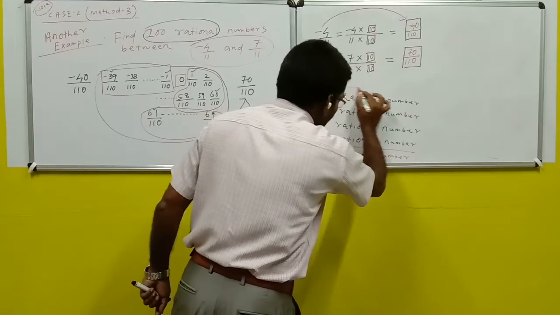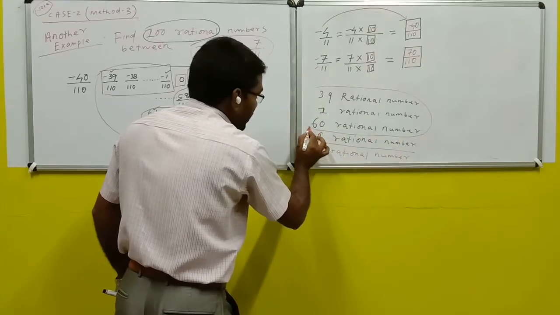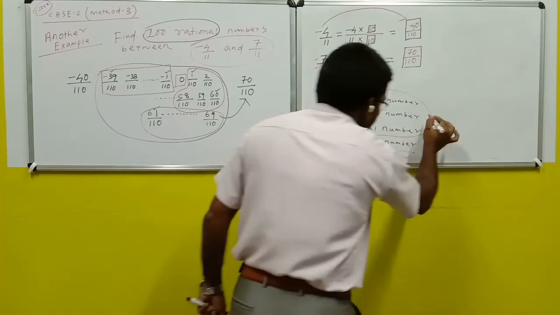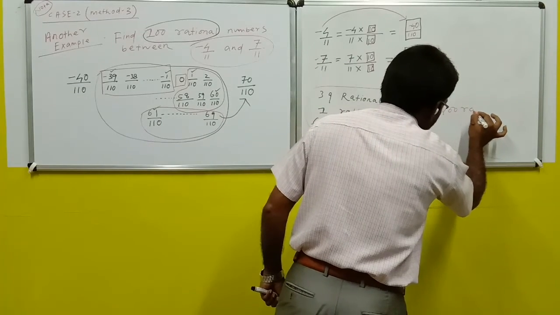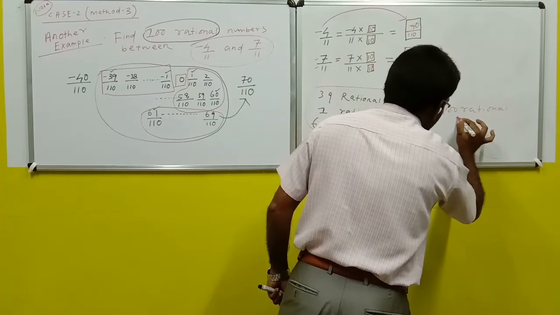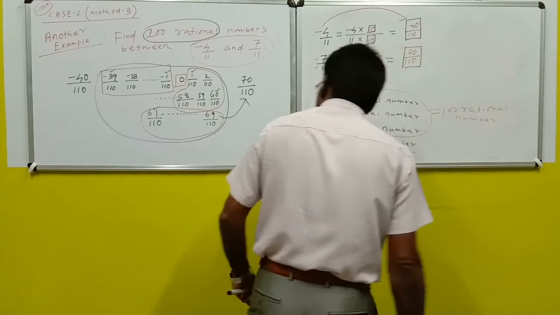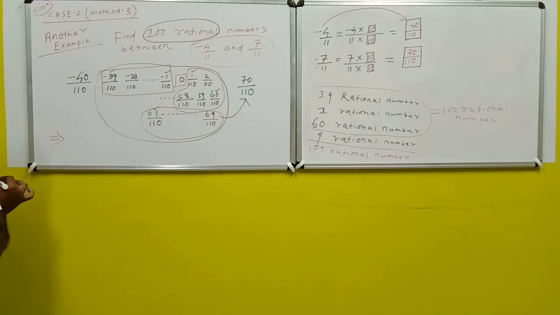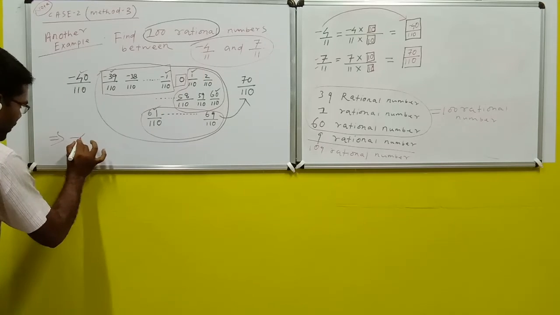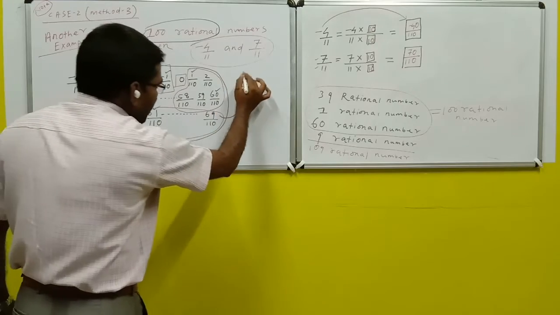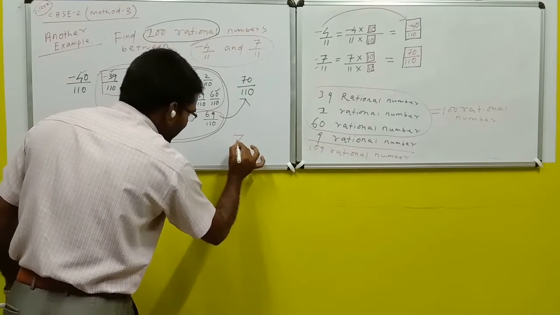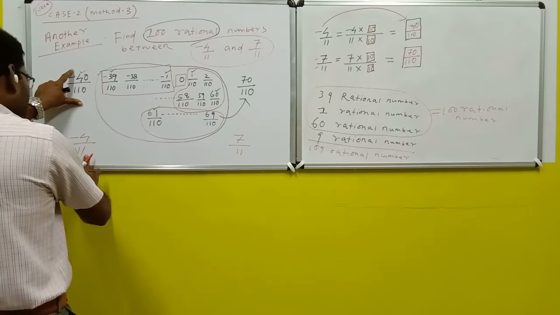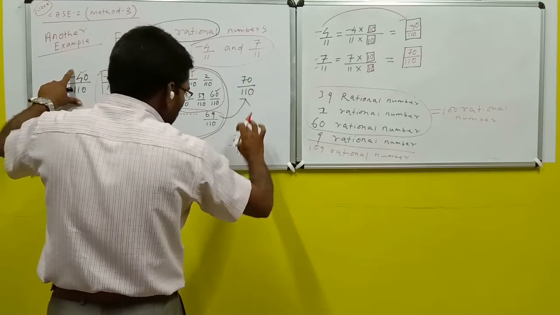Yes, we will take these three. We will leave out these 9 rational numbers. So the total is 100 rational numbers. So one more step you have to write. In place of minus 40 by 110 you will write minus 4 by 11, and in place of 70 by 110 you have to write 7 by 11. So in this place we wrote minus 4 by 11, in this place we wrote 7 by 11.